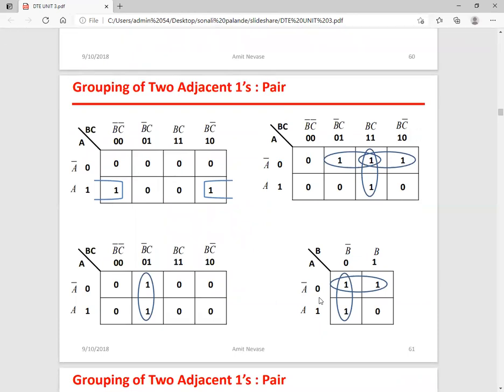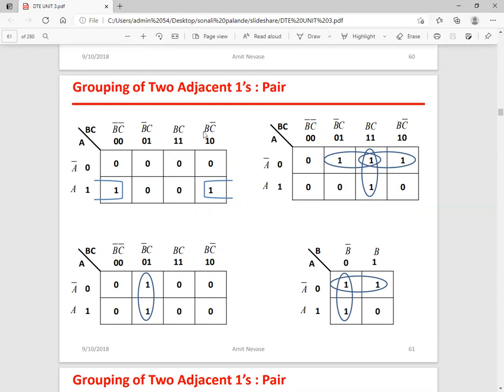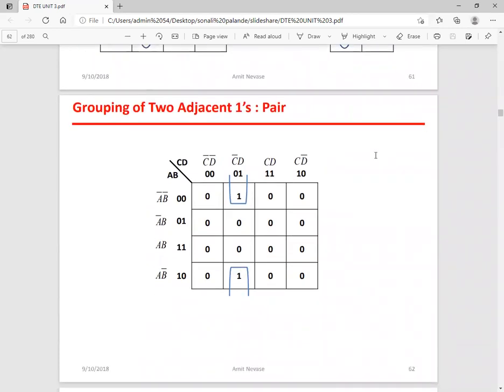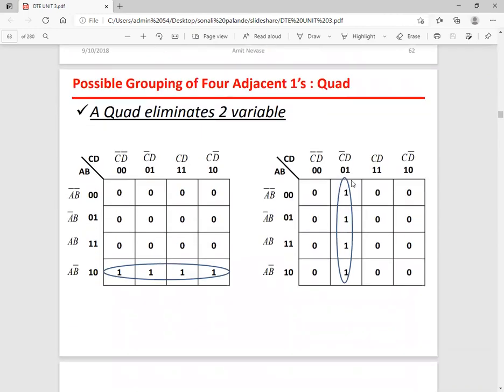Here also the grouping of two adjacent ones, a pair. Here the values of BC and here the values of A. So we can pair adjacent ones, that is this one and this one we can group here, and also these two ones we can group here. Also we are grouping these two ones and these two ones. So overlapping is allowed. Here also the same case, these ones and these ones grouping are possible. So here are the adjacent ones and we can group this pair.